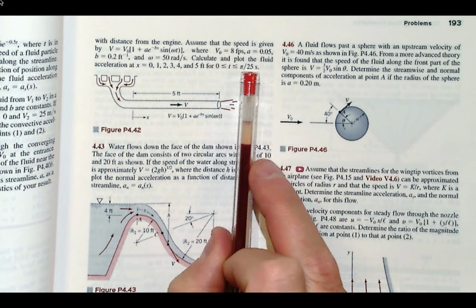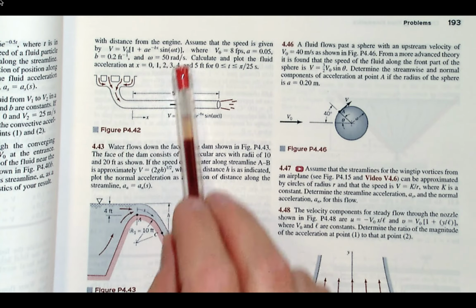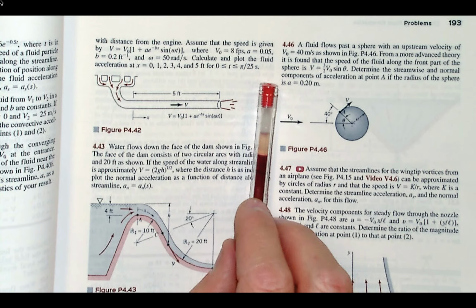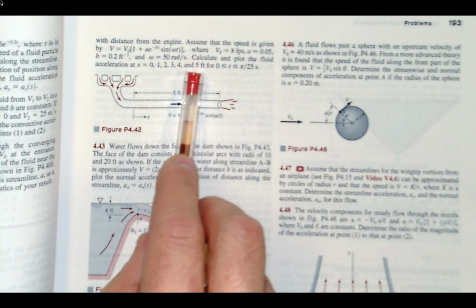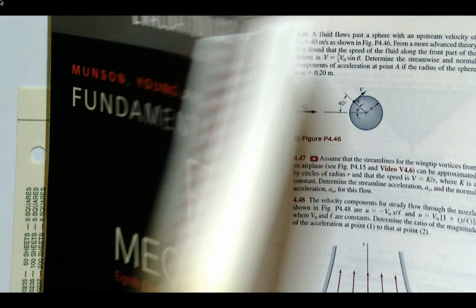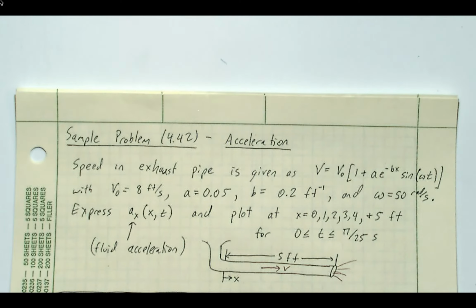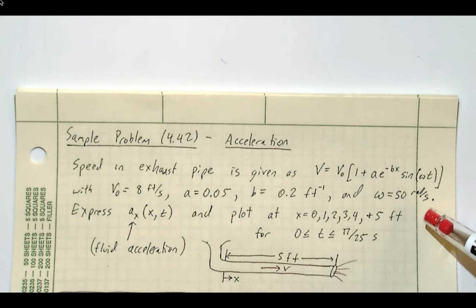Let's see, and our goal here is to calculate and plot the acceleration at places along the pipe for the whole time span. So you can imagine our end result is going to be a plot of acceleration versus time with 6 different lines associated with different locations in space. When you read the problem statement, you should have an idea what you're looking for. So here's my rewording and redrawing of the system. The speed in the exhaust pipe is given by this form with some known quantities.